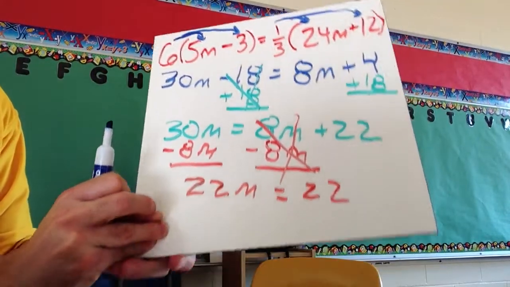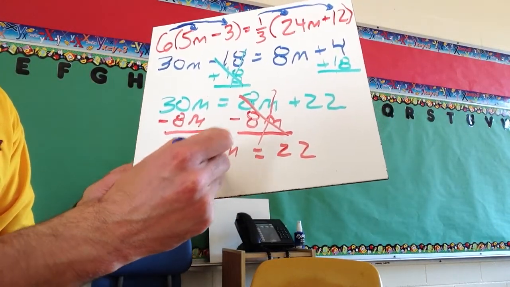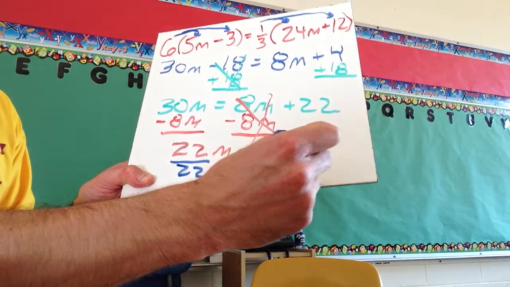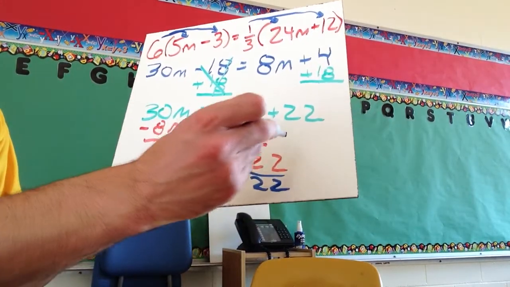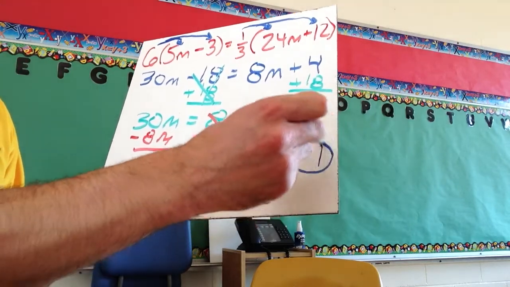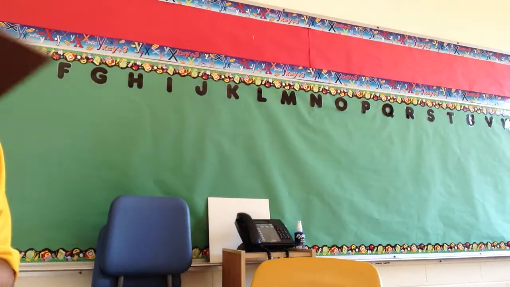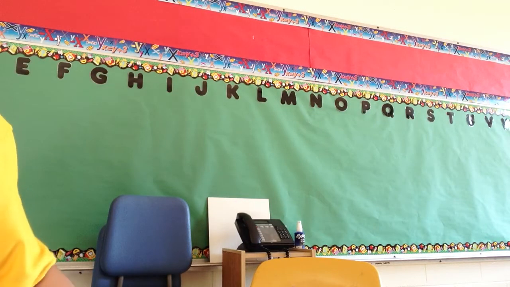And then the last thing that I need to do, I'm going to raise this up so you can see this. I'm going to divide by the number in front of the m, which is 22. This becomes m equals 1. Sorry, I'm a little jumbled. I'm going to have you practice this.